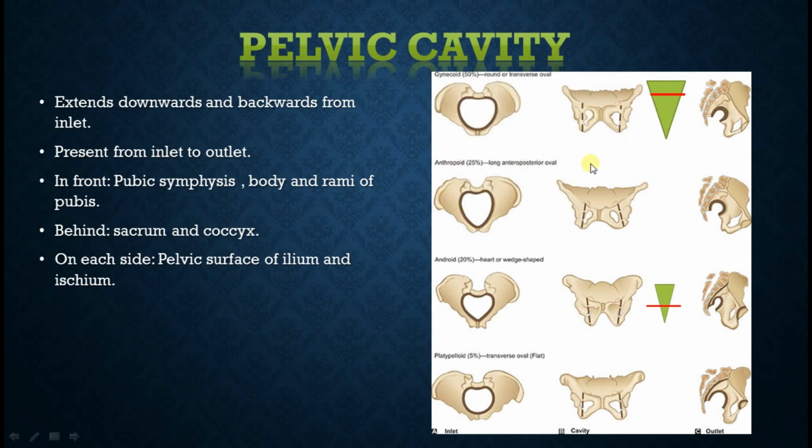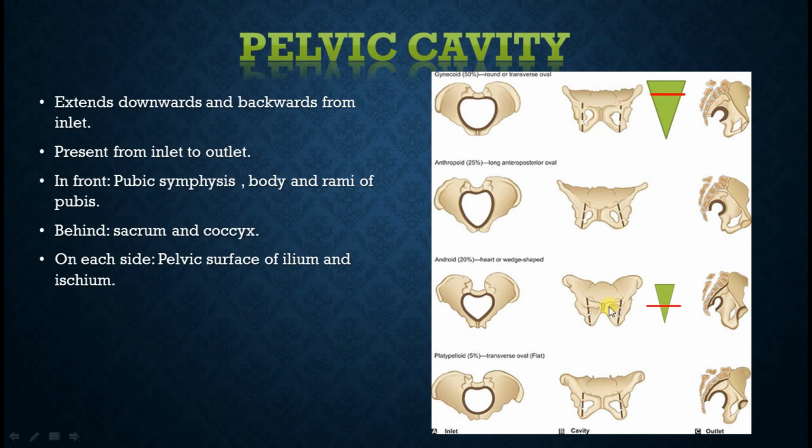If you look at the shape of the cavity of pelvis, in case of females, it is cylindrical in nature. It represents a short section of a long cone. Take a very long cone and just take a short section. It is cylindrical, so that means it is wider: the pelvic inlet, outlet, and also the cavity.